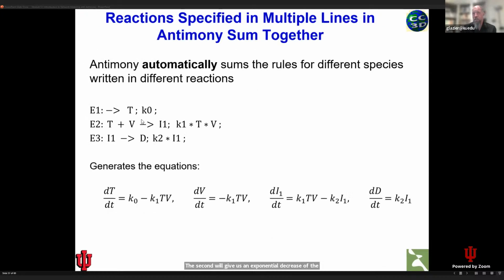If you specify the same species in multiple reactions, everything adds up. So here, nothing goes to T at a rate K0. T plus V combine to make I1 at a mass action rate K1 times T times V. I1 decays to D at a rate K2 times I1. Add it all up: dT/dt is equal to K0 minus K1 times T times V, dV/dt is minus K1 times T times V, and so on.